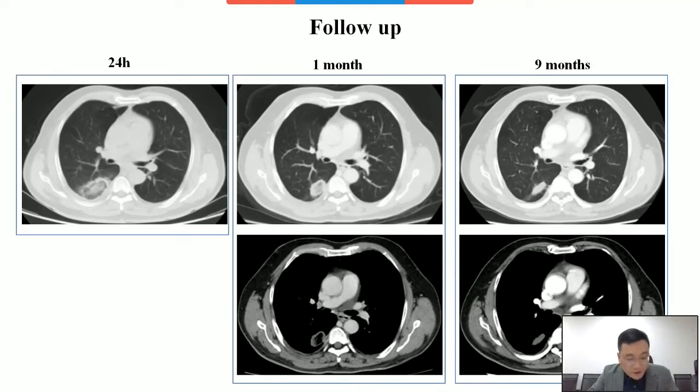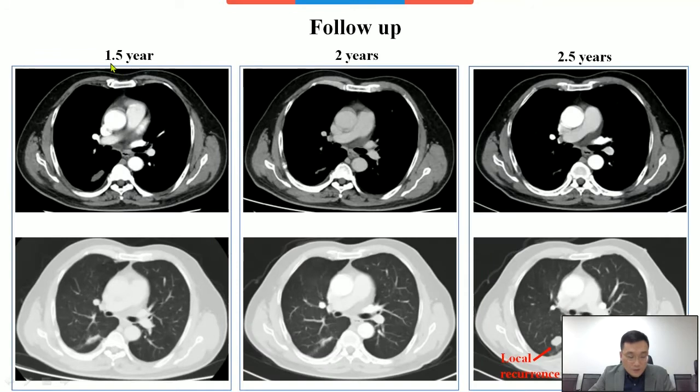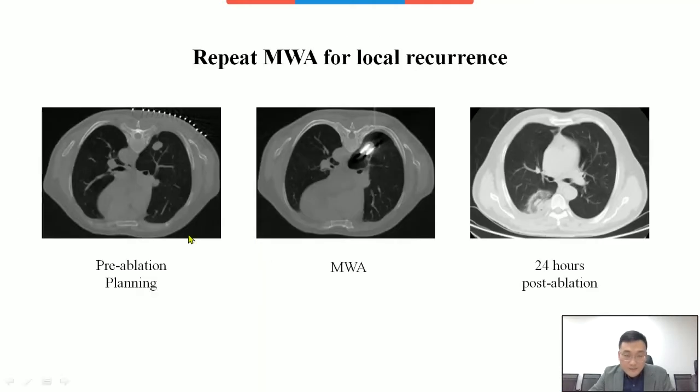The reactive GGO fully covered the lesion 24 hours post-ablation. The ablated lesion gradually shrunk at 1 month, 9 months, 1.5 years, and 2 years after ablation. However, the lesion significantly enlarged 2.5 years after ablation without any other distant metastasis. We confirmed it as local recurrence.